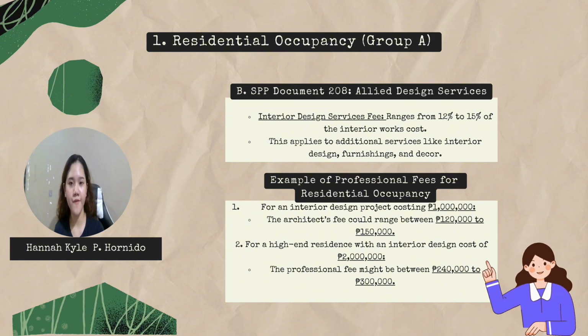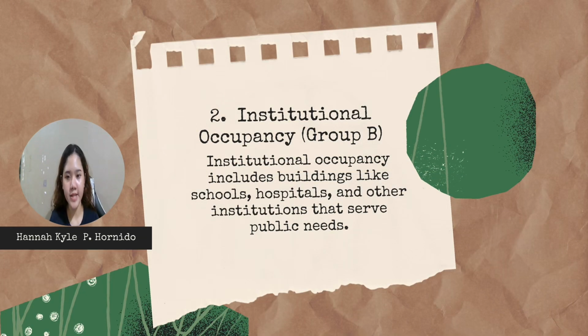Next, we have the fees for interior design services, which range from 12% to 15% of the entire work cost. This includes services like furnishings and decor. Example number 1. For an interior design project costing 1 million pesos, the architect's fee would range from 120,000 pesos to 150,000 pesos. Example number 2. For a high-end residence with an interior design cost of 2 million pesos, the fee could be between 240,000 pesos and 300,000 pesos.